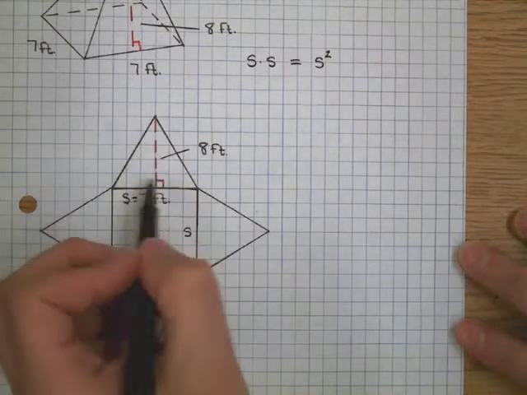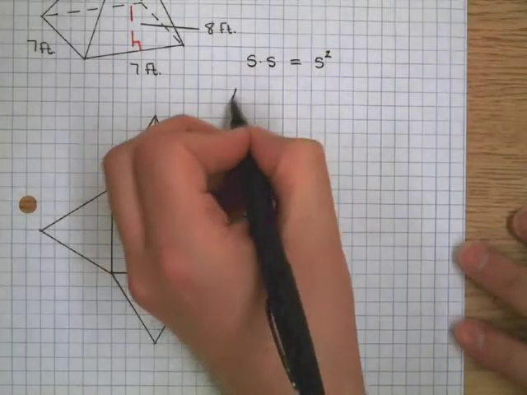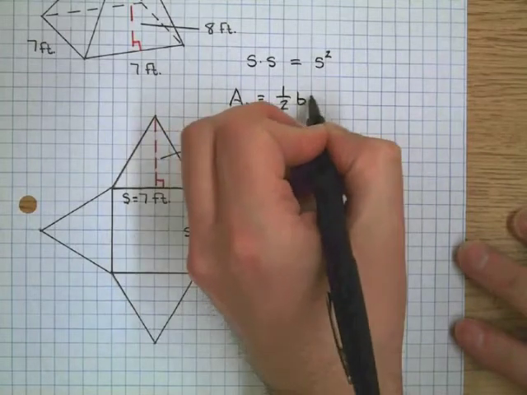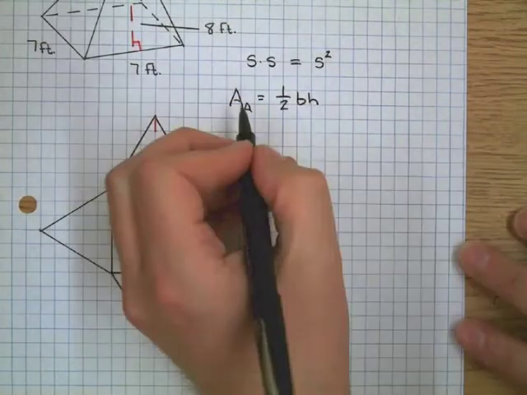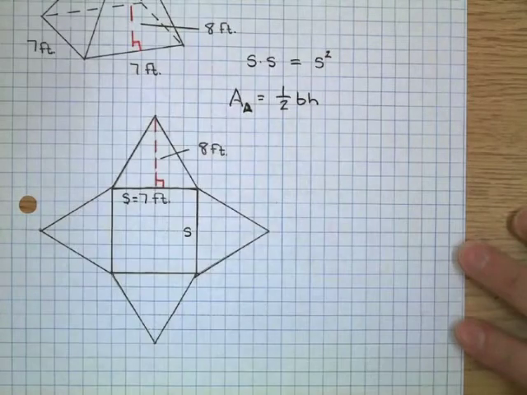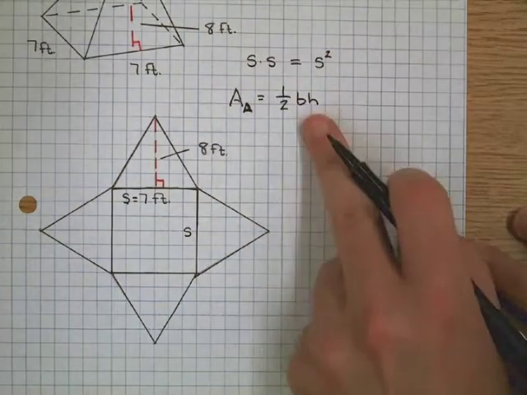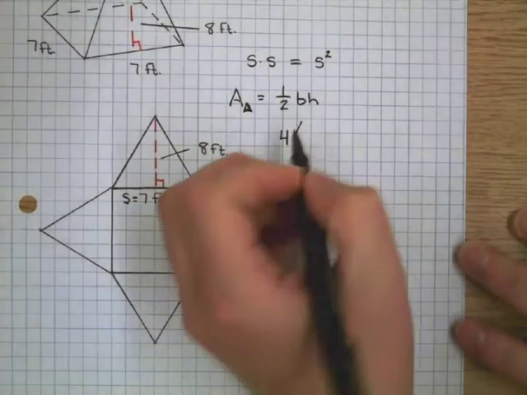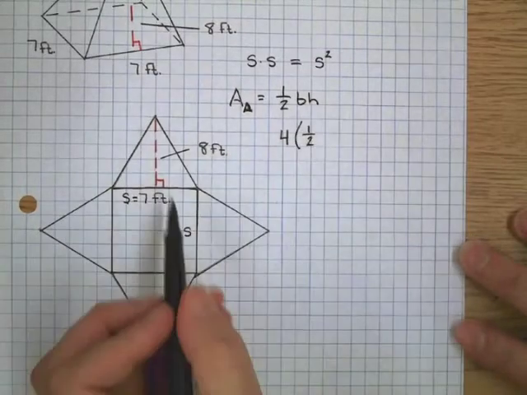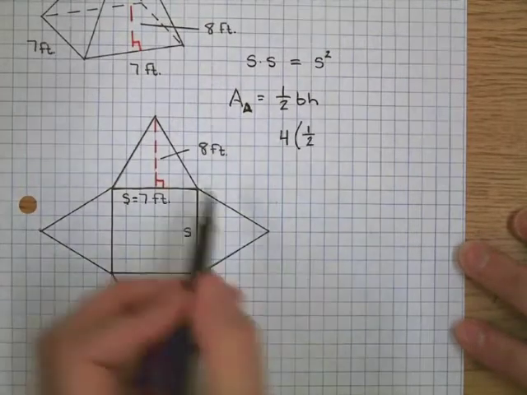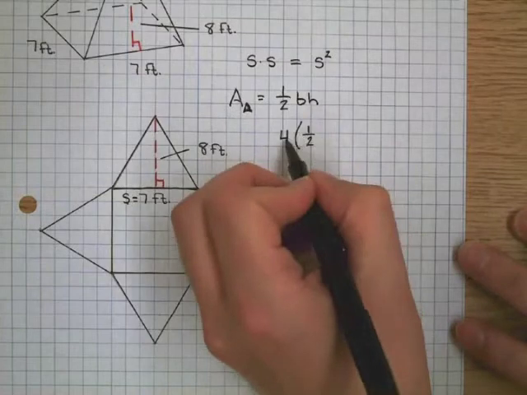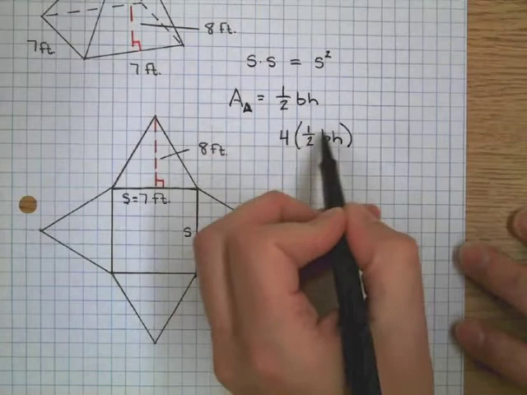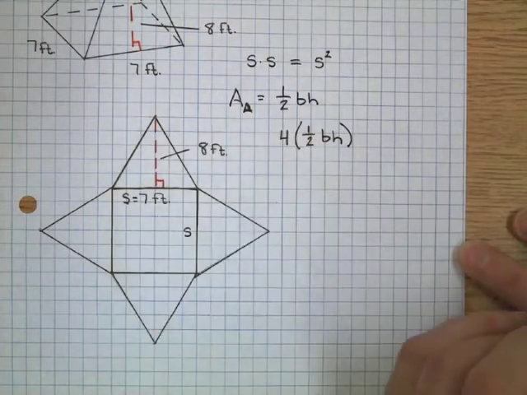In order to find the area of a triangle, I know that I need to do 1/2 the base of the triangle times the height of that triangle. And I have 4 of these triangles. So this is one triangle, and I have 4 identical triangles. I can multiply the area of one of those triangles by 4 to get the area of all 4 of them. So that's 4 times 1/2 base times height. Whatever that area is, I'm going to multiply that by 4.